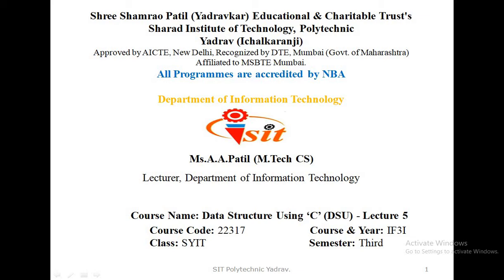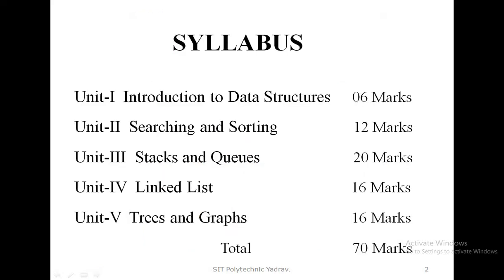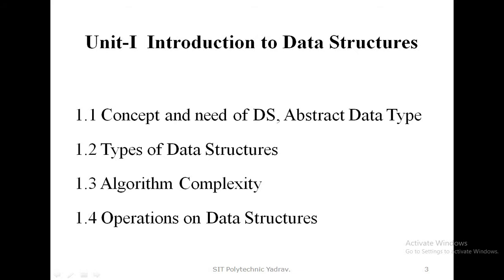Today we start the fifth lecture of our course, that is, the subject Data Structure using C. In our course, there are a total of 5 units. In that, we already started Unit 1, Introduction to Data Structures, for 6 marks. Under Unit 1, there are a total of 4 subpoints.